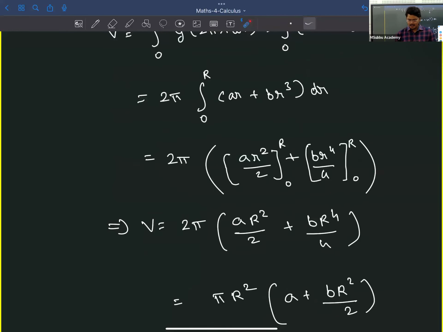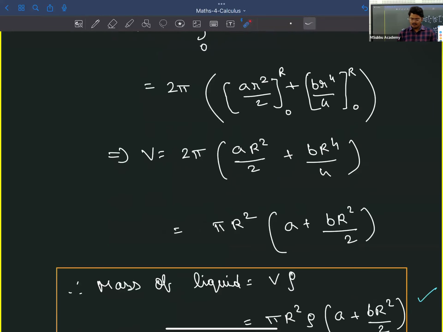When you integrate, a is a constant. Integration of x with respect to x is x square by 2, using x to the n plus 1 by n plus 1. So we get a r square by 2 with limits 0 to R. Similarly, for r cube we get power 4, that is 3 plus 1, by 3 plus 1, so b r power 4 by 4, with the same limits 0 to R. When we substitute the limits, we get a R square by 2 and b R power 4 by 4, where R is capital R. When we substitute 0, the whole term becomes 0.